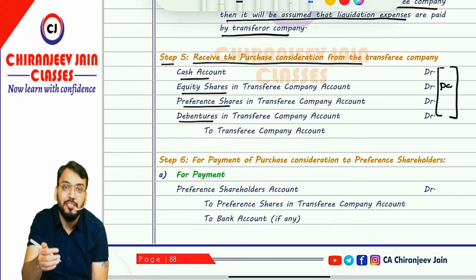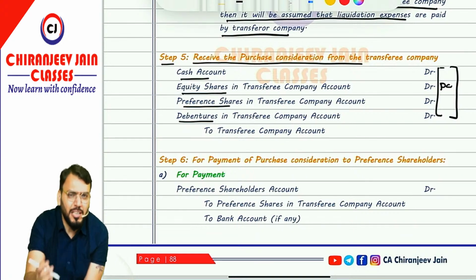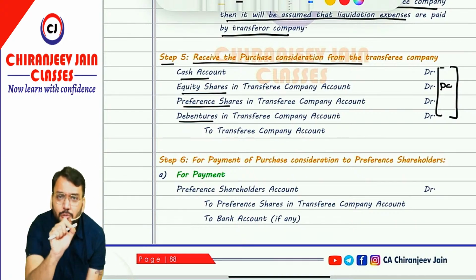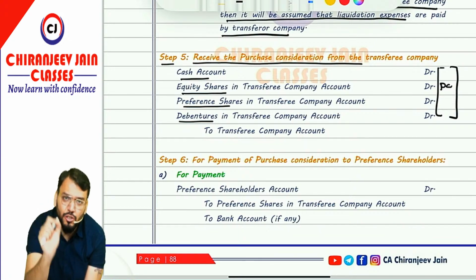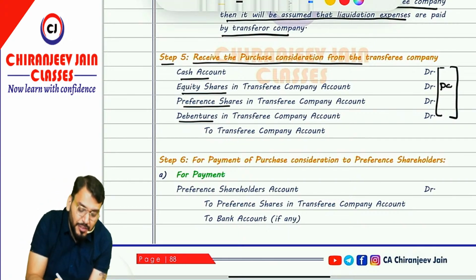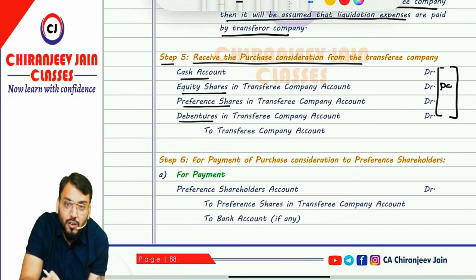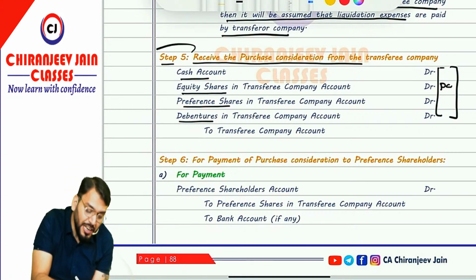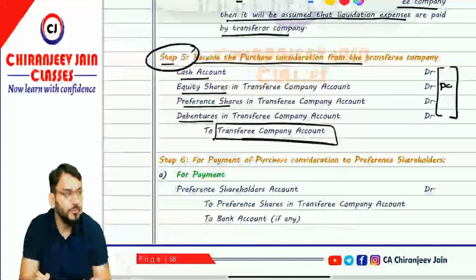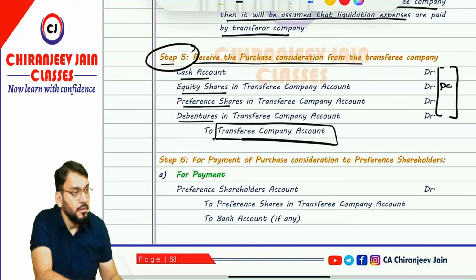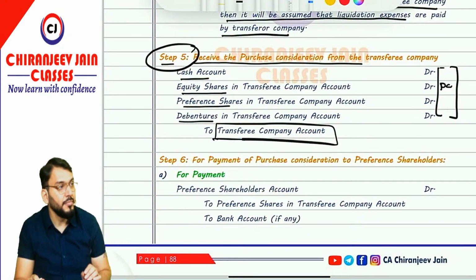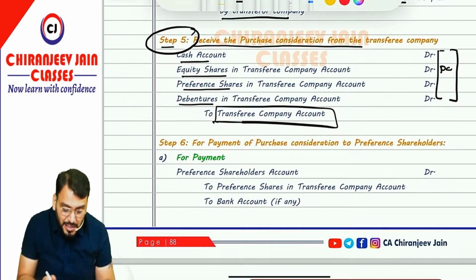The PC has been discharged in which mode? Correct. So whatever mode we receive, cash account debit, equity shares in transfer company account debit, preference shares in transfer company account debit, debentures in transfer company account debit, to what? Transfer company. Can you say with this journal entry, the transfer company account will be automatically closed? Understood?